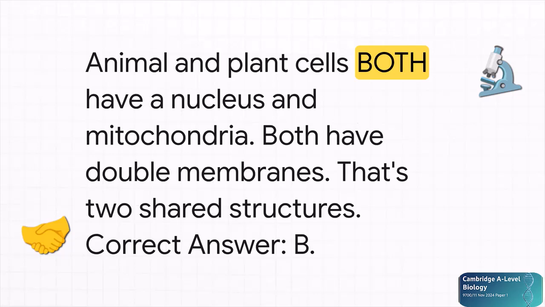Now, which of these are in both animal and plant cells? Well, the nucleus is in both, for sure. Mitochondria? Yep, both need powerhouses. What about chloroplasts? That's the trick. They're only in plants. So that leaves us with two shared structures, the nucleus and mitochondria. The answer is B. Easy peasy.